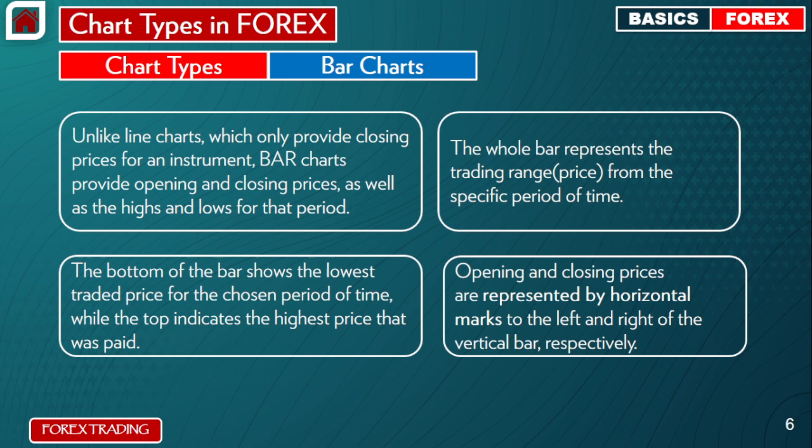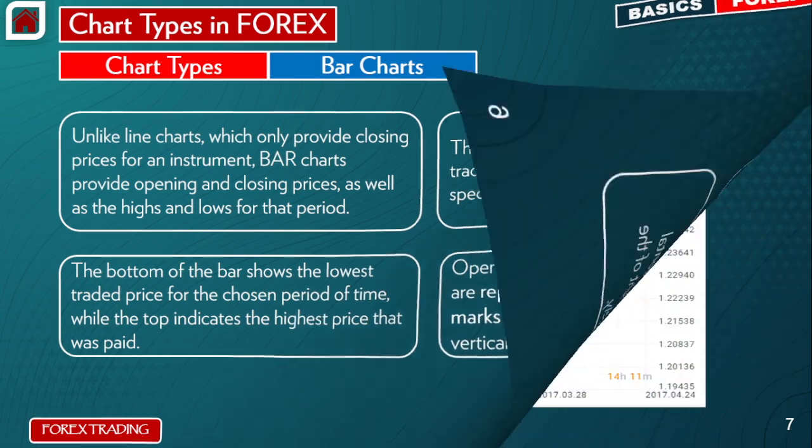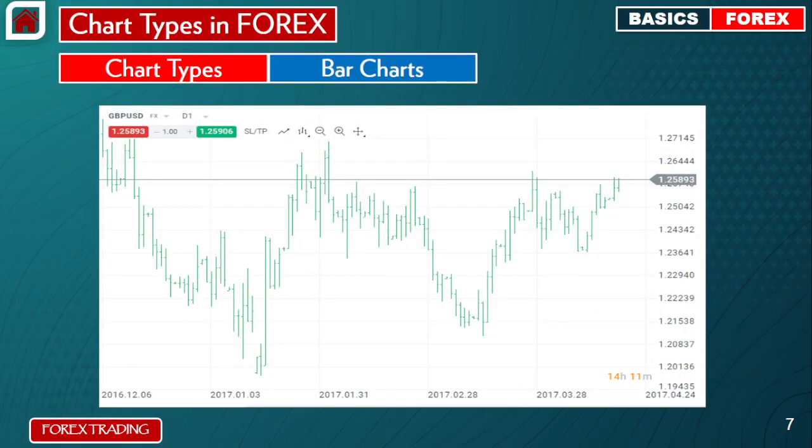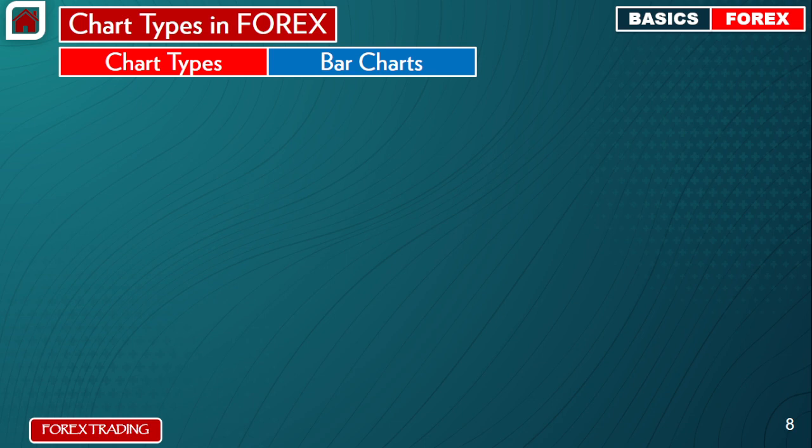Opening and closing prices in bar charts are represented by horizontal marks to the left and right of the vertical bar respectively. So we will just see the picture. Okay, this is how the bar chart is displayed. You can see there are long bars, short bars, and a tiny dash on the left side and the right side of the bar. It shows the opening and closing of the price. Let's look at it in more detail.